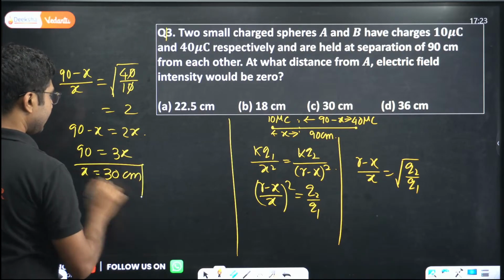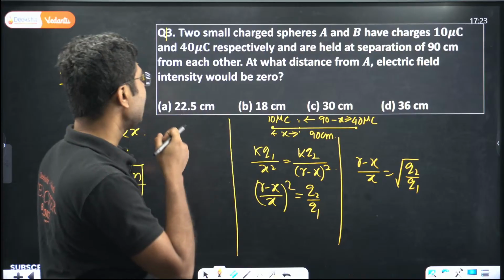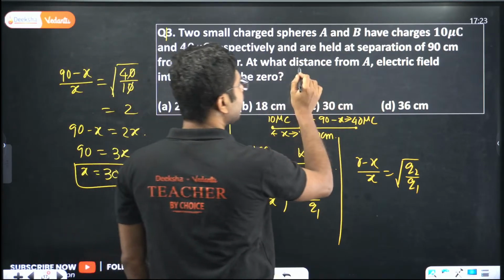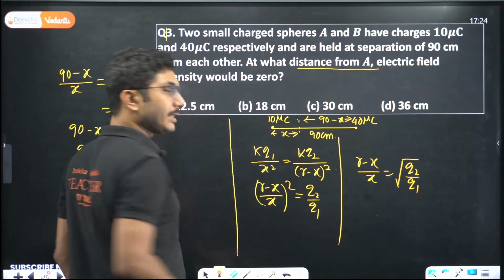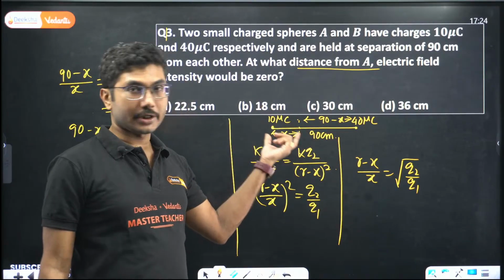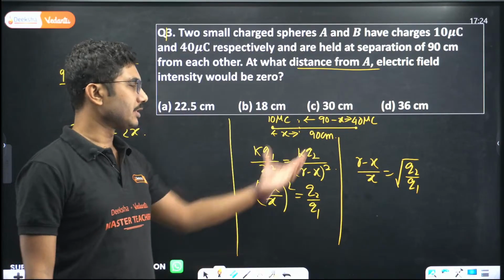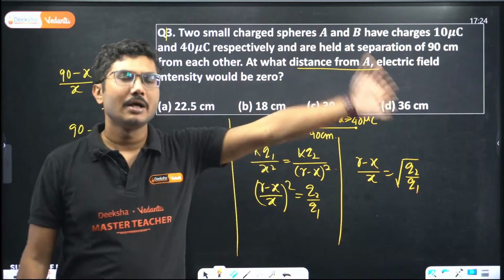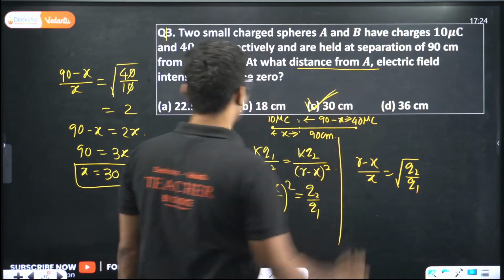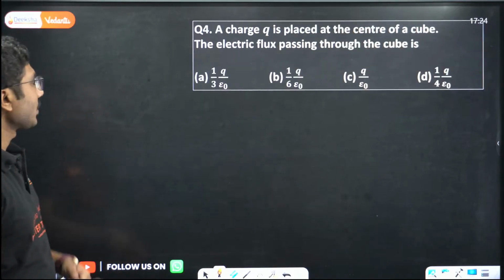So the distance from the smaller charge, the 10 microcoulomb charge, is 30 centimeter, and in the question they have also asked the distance from A, that is the small charge. Remember that in this kind of case, the distance will be shorter for the small charge and longer for the bigger charge. Obviously the bigger charge will have bigger influence, so it can create the null point far away from it. So the correct answer here is 30 centimeter. Fortunately, 60 centimeter is not given as an option.